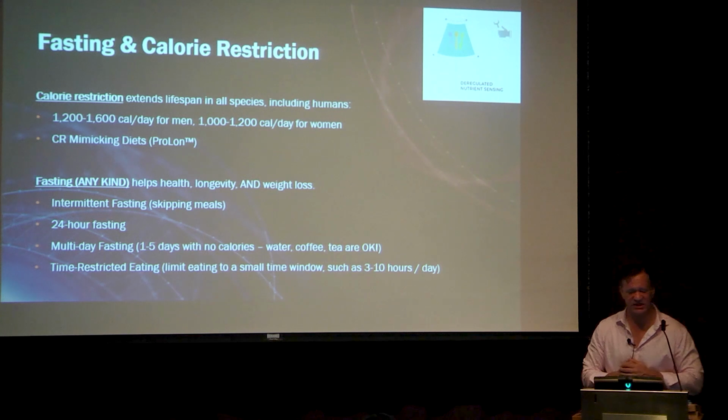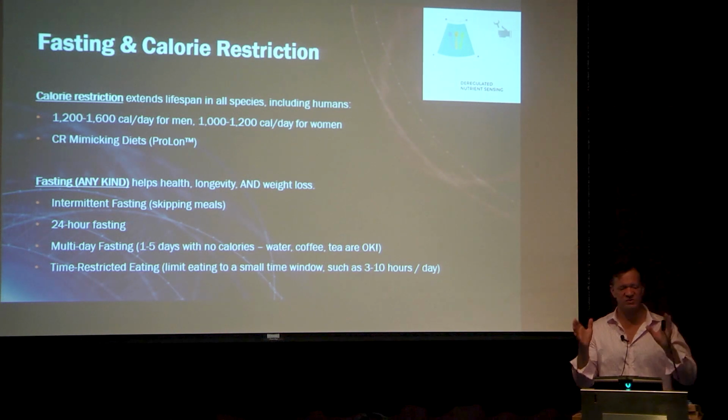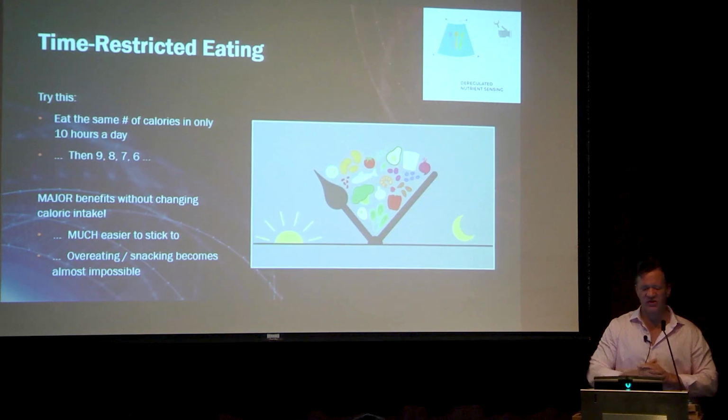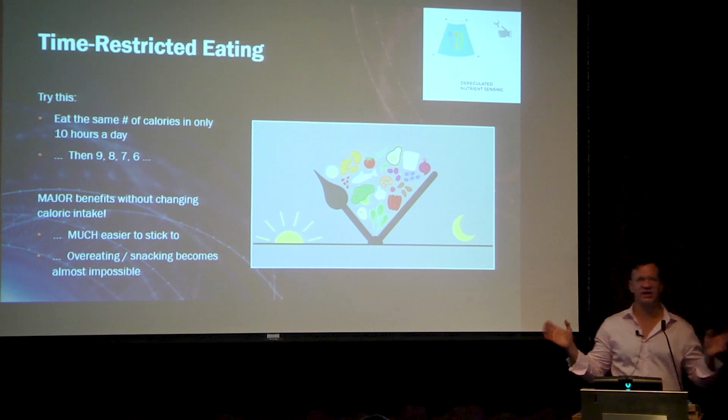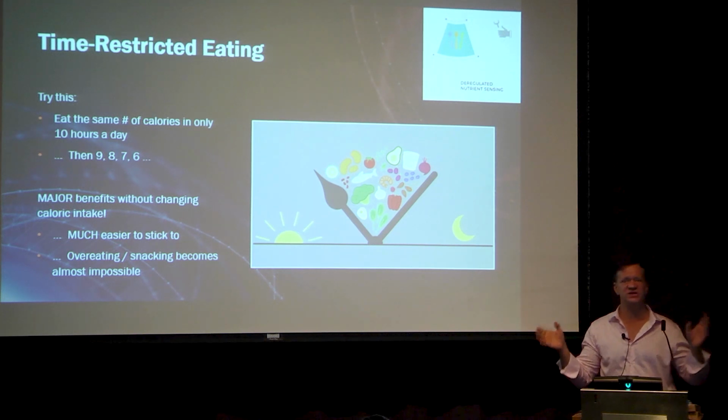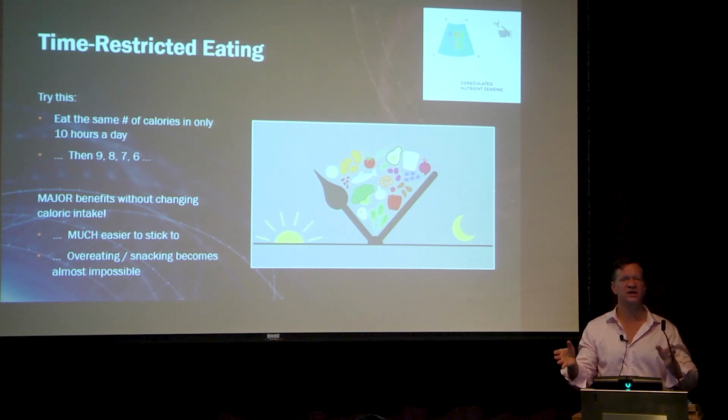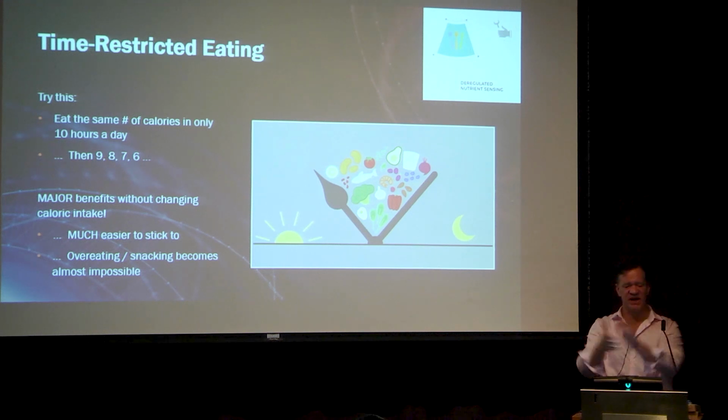There's also time-restricted eating, which is limiting your eating to a small time window, such as maybe 3 to 10 hours a day. This one is a lot easier to stick to than calorie restriction because you're not actually limiting your total number of calories. You can eat the same number of calories you normally eat. You're just doing it in a smaller amount of time, right?